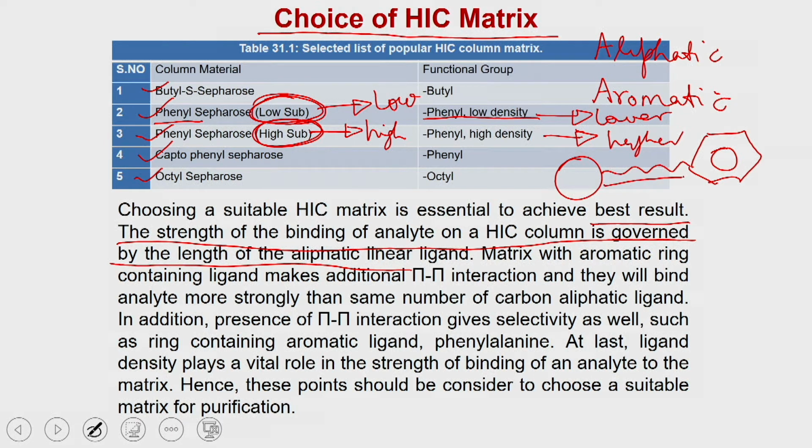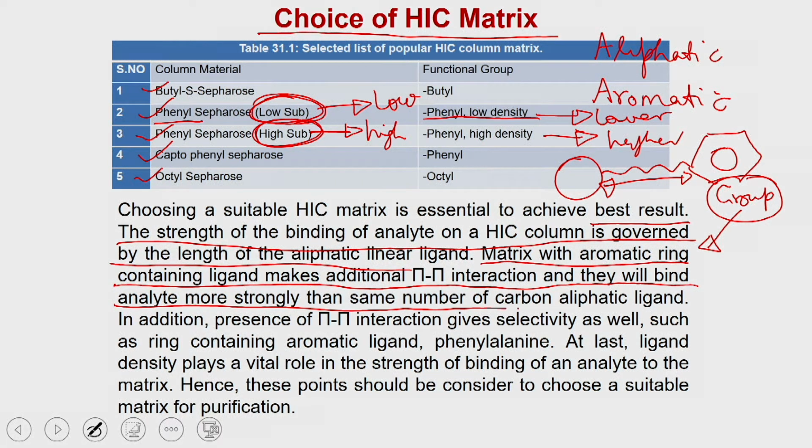So, the length of the linker which you are going to use to attach the group is very important. This group could be aliphatic or aromatic, and depending on which you use, the affinity of these ligands would be different, because the matrix with aromatic ring-containing ligands makes additional pi-pi interaction, and they will bind analytes more strongly than the same number of carbon-containing aliphatic ligands.